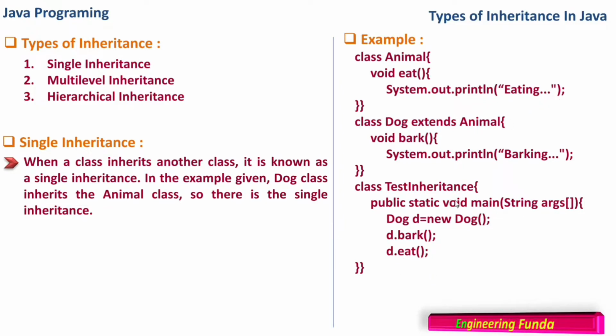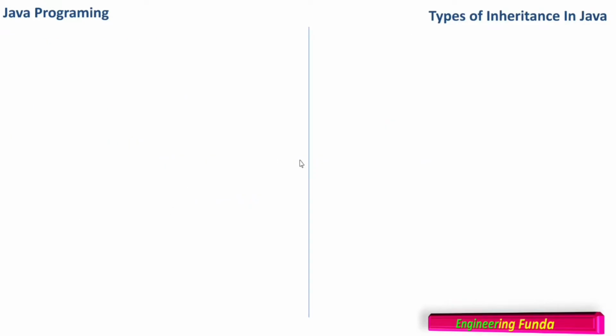Now let us see what is the output of this program if we compile and execute it. First it will print barking because the first method called is bark, and then it will print eating because the next method called is eat, and the eat method has a print statement for the text eating. So this is all about single inheritance. Now let us see multi-level inheritance.